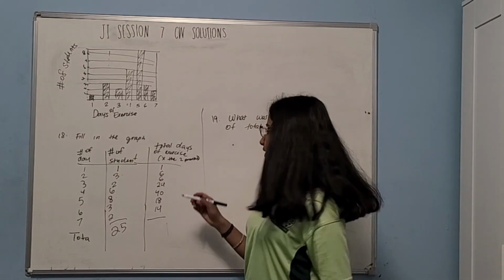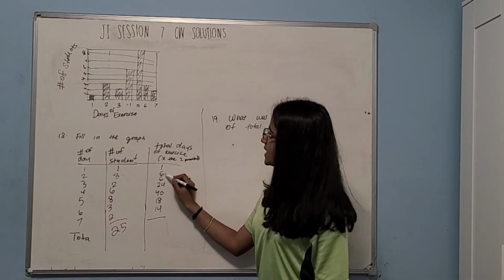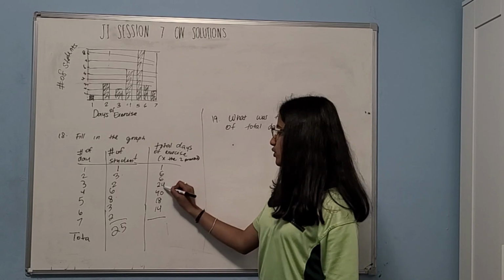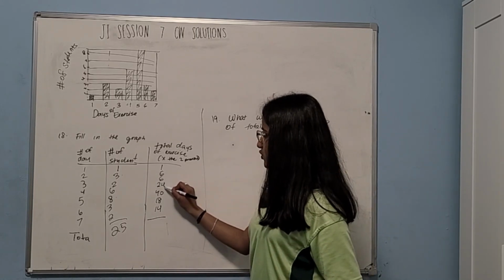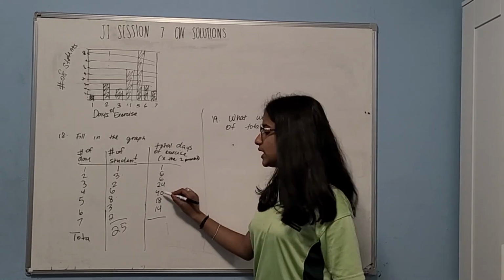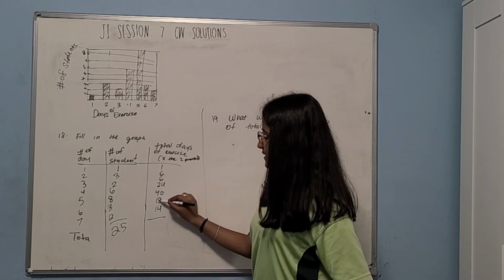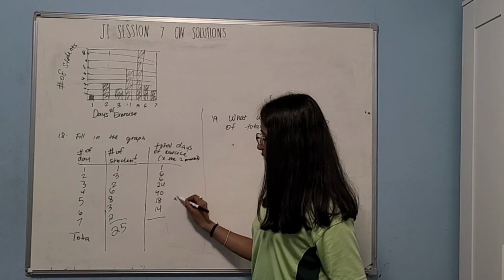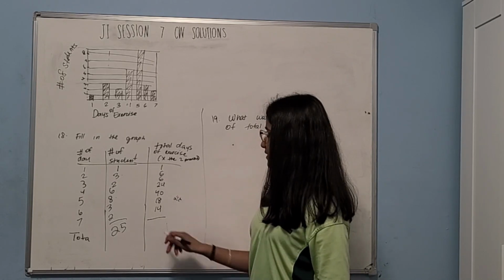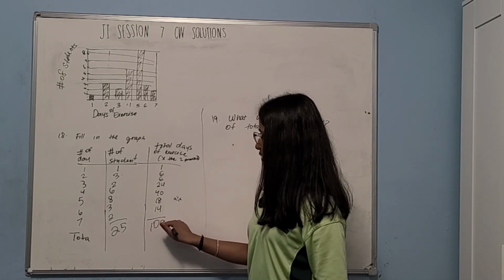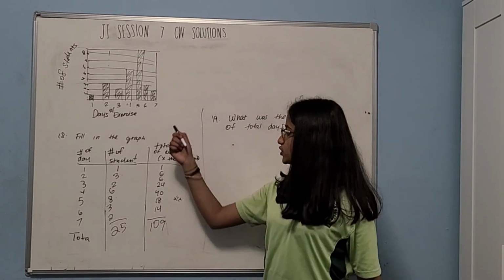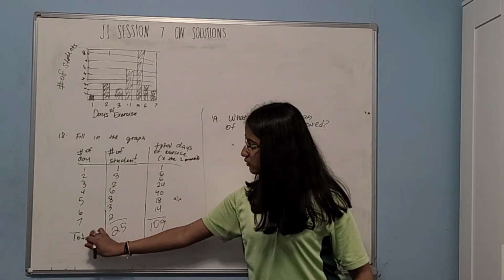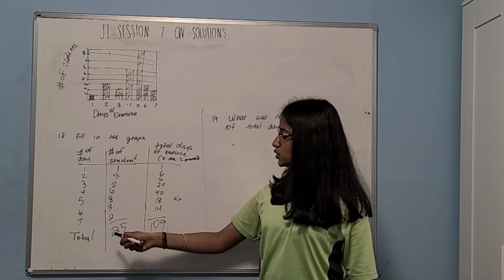Now we have to add these together. 1 plus 6 is 7. 7 plus 6 is 13. 13 plus 24 is 37. 37 plus 40 is 77. And 77 plus 18 is 95. And 95 plus 14 is 109. So the total days of exercise is 109 and the number of students is 25.